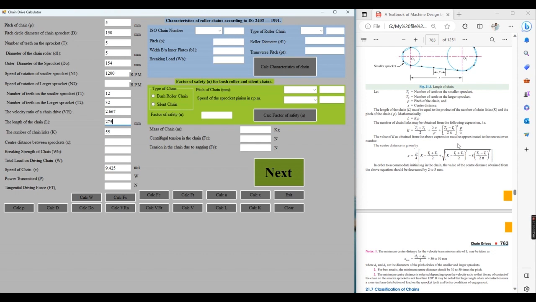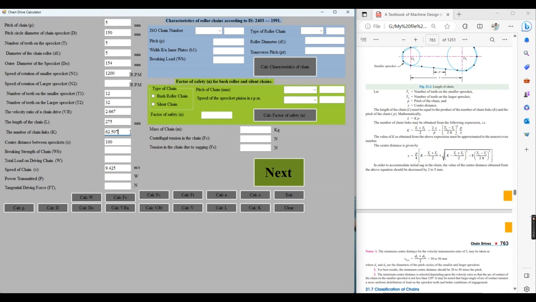Let's give random values and check whether it calculates the value of K or not. Here the pitch is 5, T1 is 12, T2 is 32, and the other is X. Let's take X around 100 millimeters. With T1, T2, X, P entered, now we can calculate the value of K. Yes. Depending on the data we have entered into the calculator, the number of chain links becomes 62.5. It is around 63 links in a chain drive.